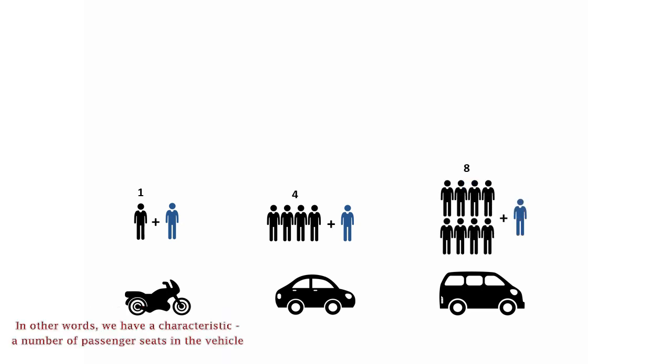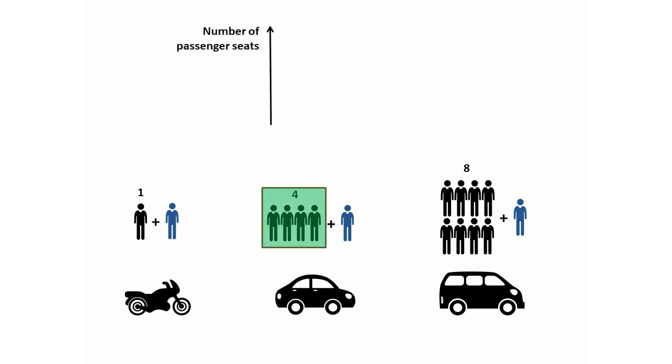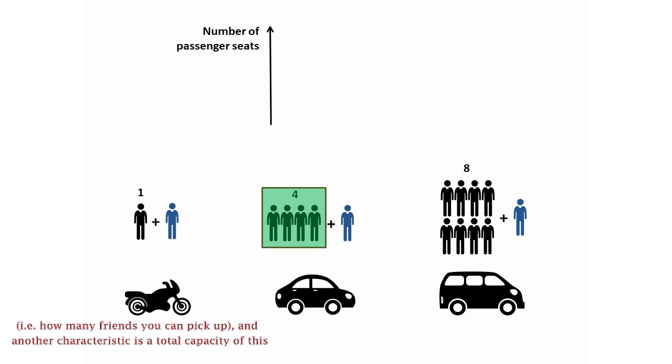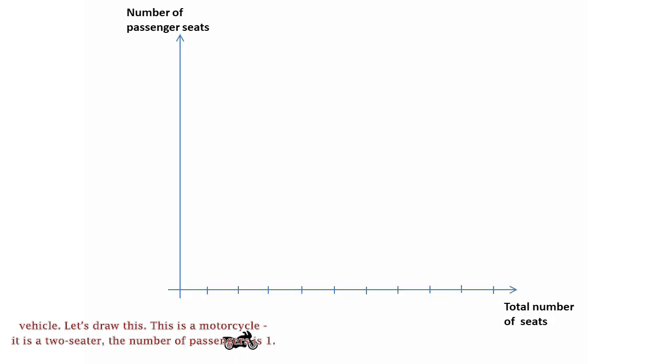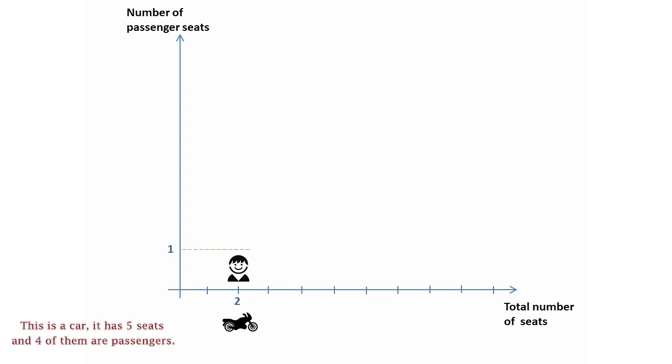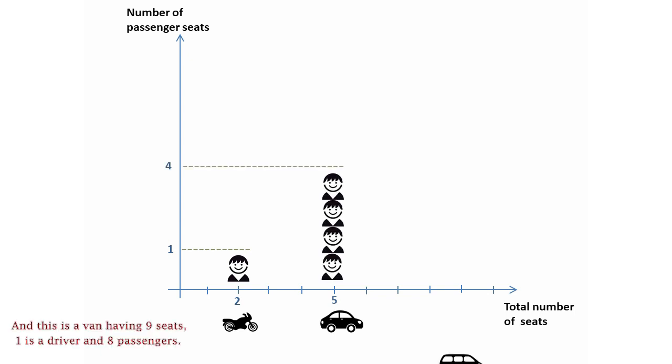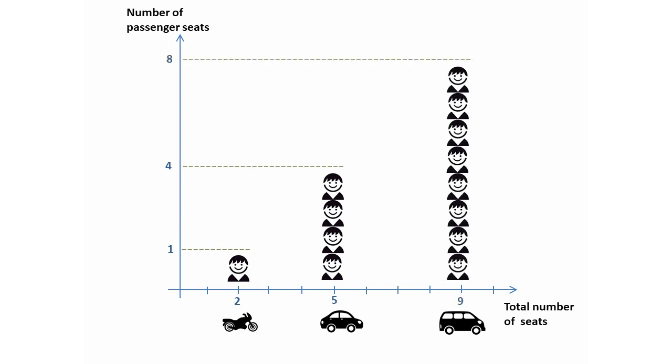In other words, we have a characteristic: the number of passenger seats in the vehicle. That is how many friends you can pick up. And another characteristic is the total capacity of this vehicle. Let's draw this. This is a motorcycle. It is a two-seater. The number of passengers is 1. This is a car. It has 5 seats, and 4 of them are passengers. And this is a van having 9 seats. 1 is a driver and 8 passengers.